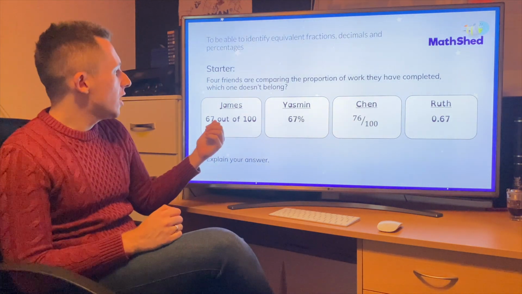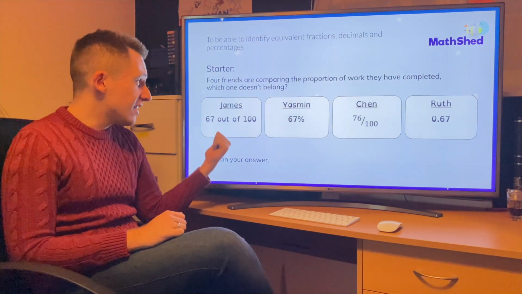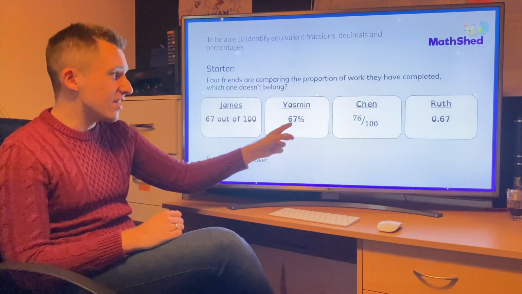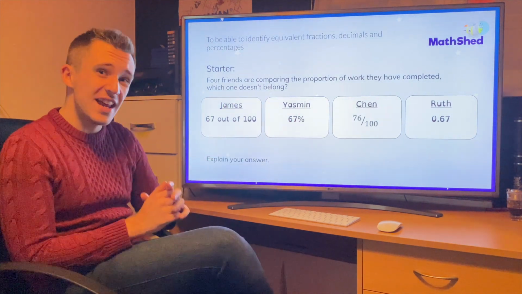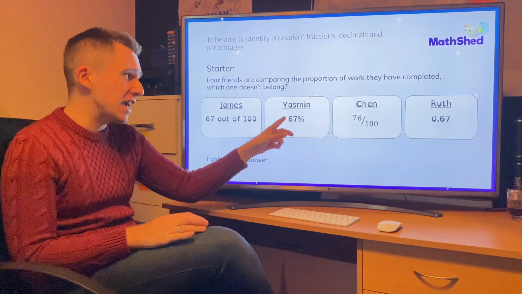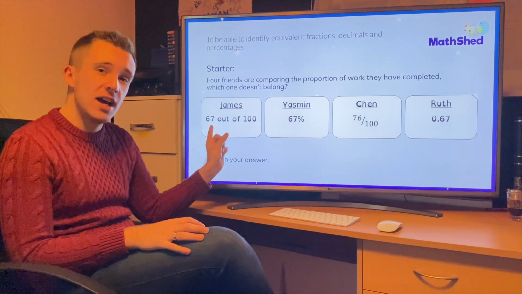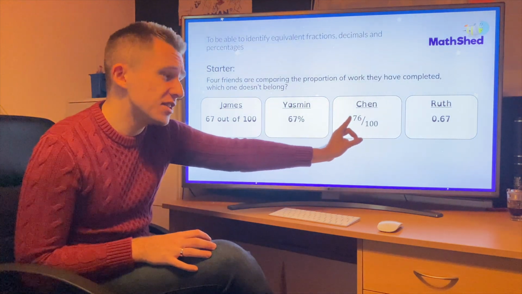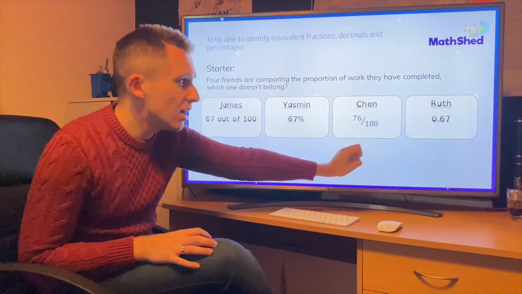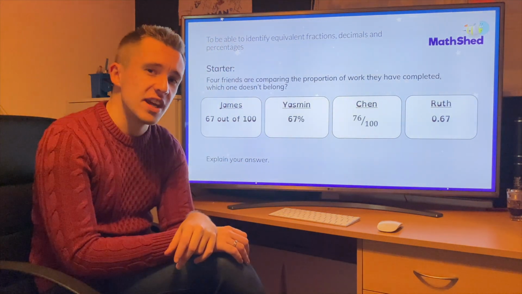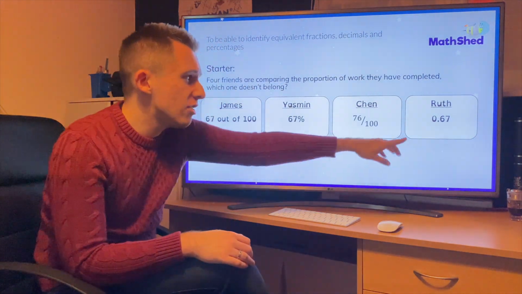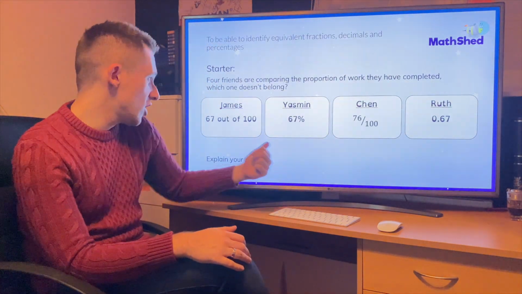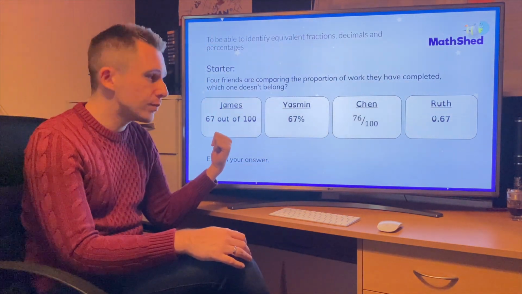Okay, so James is saying 67 out of 100, so we've got 67. Yasmin is saying 67%, well, percent is out of 100, so 67% is the same as 67 out of 100. Chen says 76 out of 100. Ruth says 0.67. Well, 0.67 is the same as 67%, which is the same as 67 out of 100.